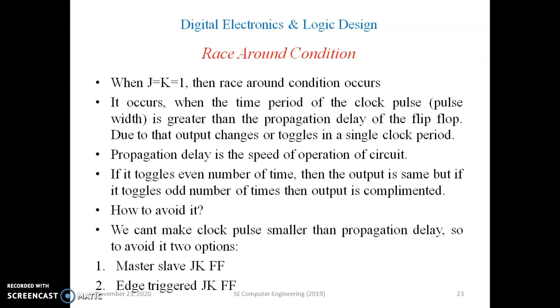If it toggles an even number of times, then the output is the same, but if it toggles an odd number of times, then the output is complemented. So how to avoid that particular condition? We can make the clock pulse smaller than the propagation delay. So to avoid these conditions, we have the master slave JK flip-flop and edge triggered JK flip-flop.